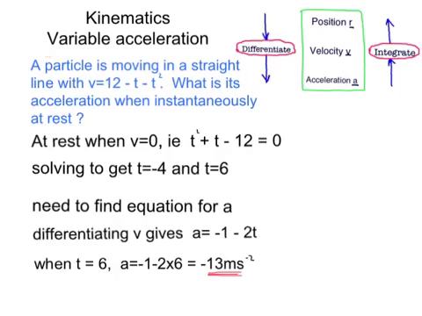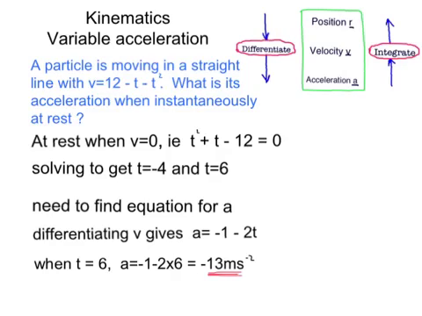Right, a particle moves in a straight line with this velocity as a function of time. What is its acceleration when it is instantaneously at rest? It's at rest when its velocity is 0, i.e. this is 0, and all I've done is change all the signs, effectively moving it over to the other side. If we solve that, we get these two times. We do not have a time machine, so let's ignore that one. So at 6 seconds, it is at rest for a tiny amount of time.